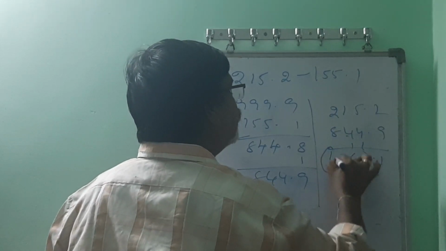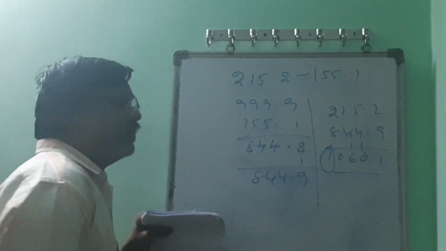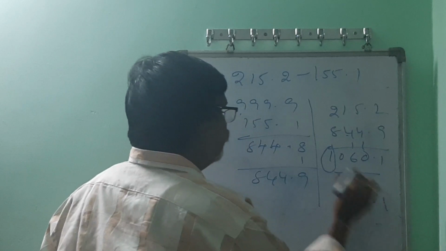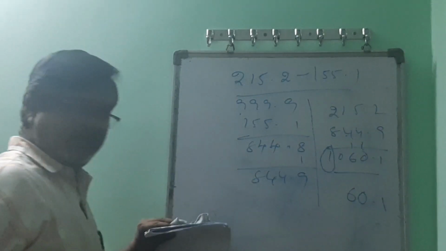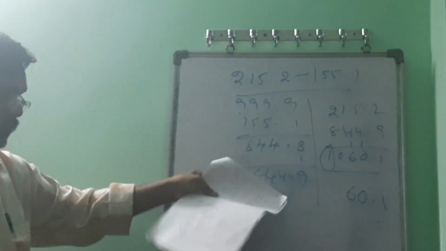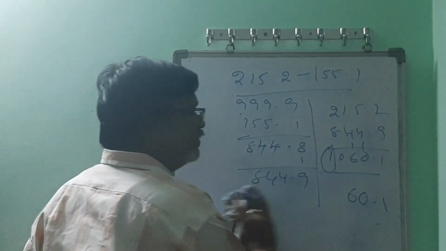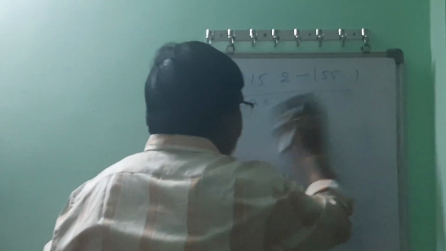So here you got an excess value, an end carry. That's why this is a positive number only. The result is 60.1. If you want, you can do the same manually by yourself. So this is the result. And if you go for the reverse process, we should get minus 60.1.